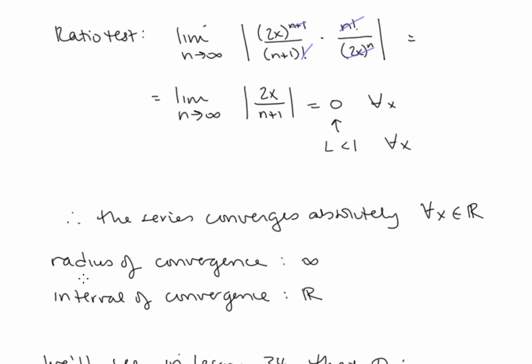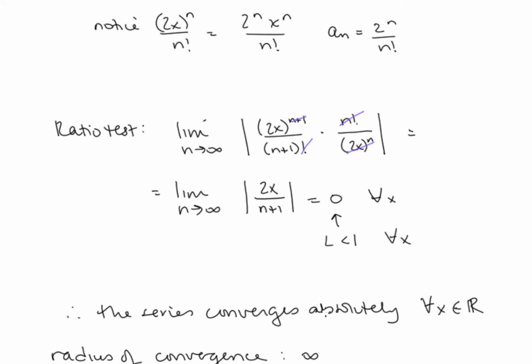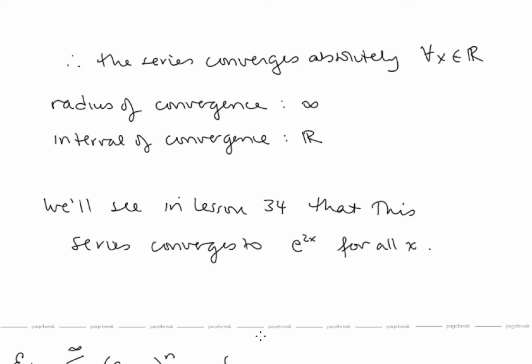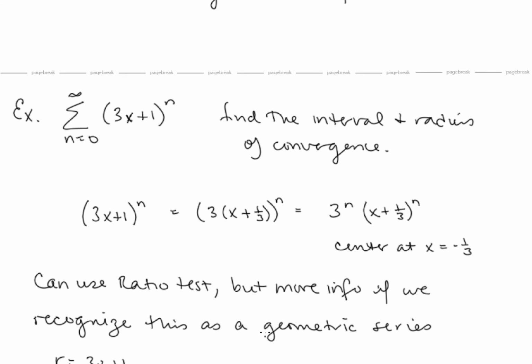And so the radius of convergence we would say is infinity, and the interval of convergence is all of R. Now for this particular series, we're going to see in lesson 34 that this converges to e to the 2x for any x value. Let's take a look at another example.